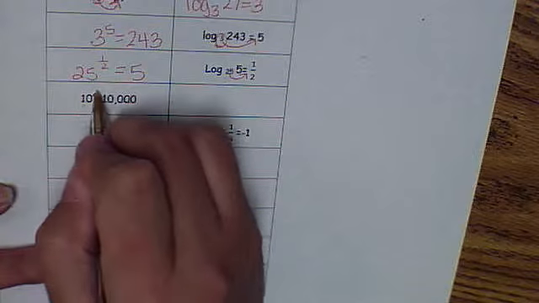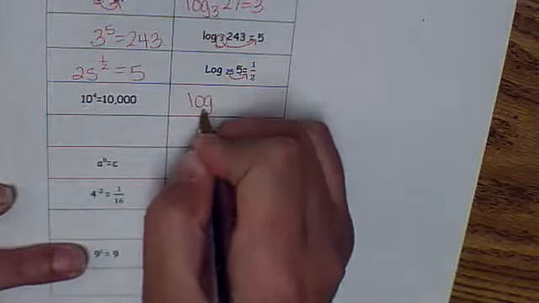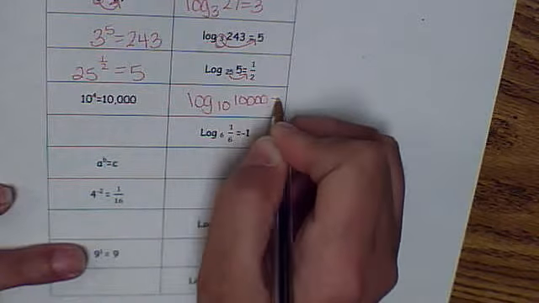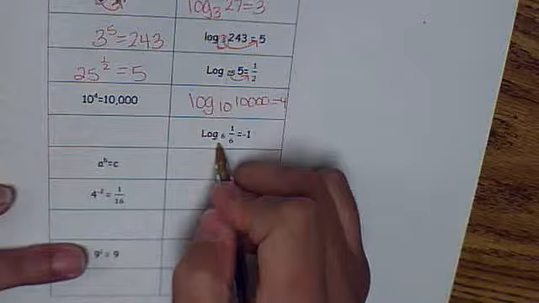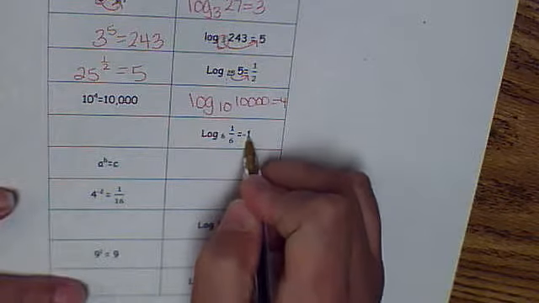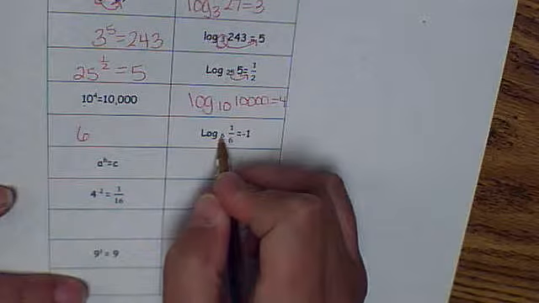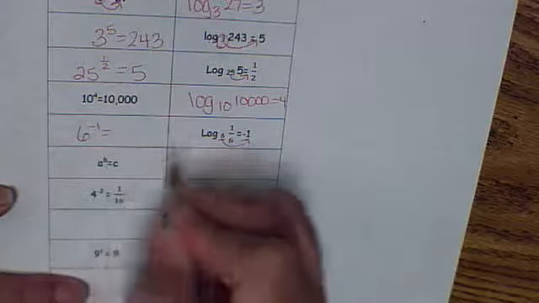So the next problem, 10 to the fourth equals 10,000. As a log, it's log base 10 of 10,000 equals 4. Log base 6 of 1/6 equals -1. The base is 6, and you go in a circle. 6 to the -1 equals 1/6.